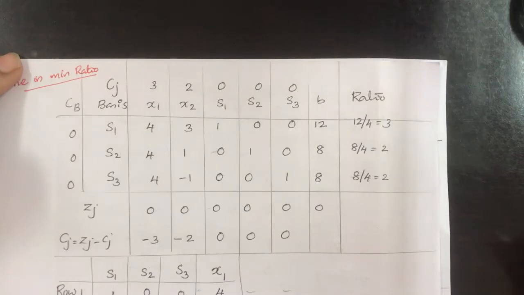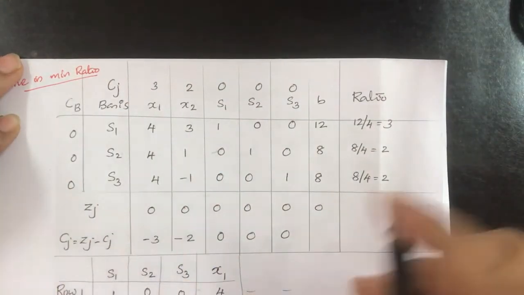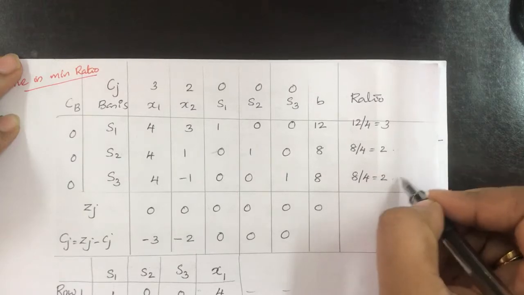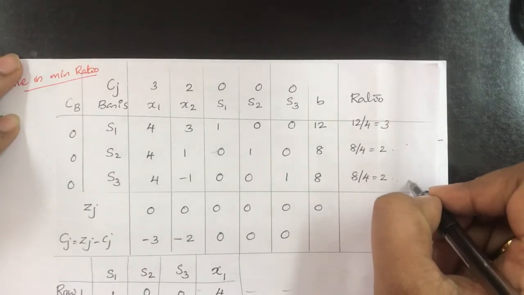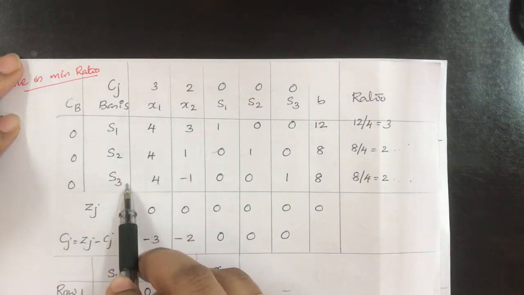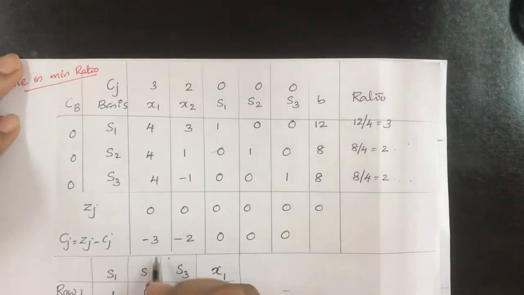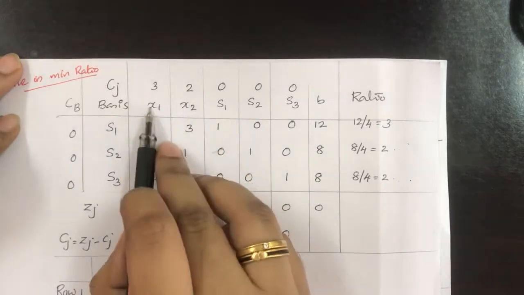When I am solving an LPP, at a particular stage the table looks like this. Here also there is a tie in row 2 and row 3, that is, row 2, S2, and row 3, S3. So I am taking this incoming variable X1.